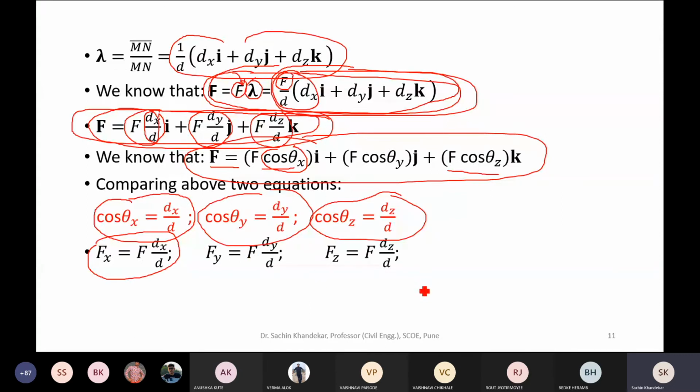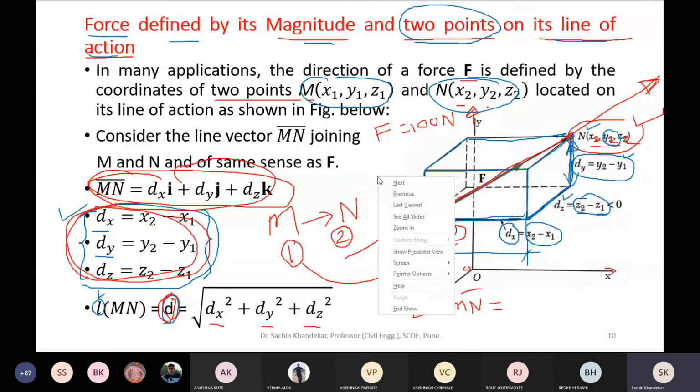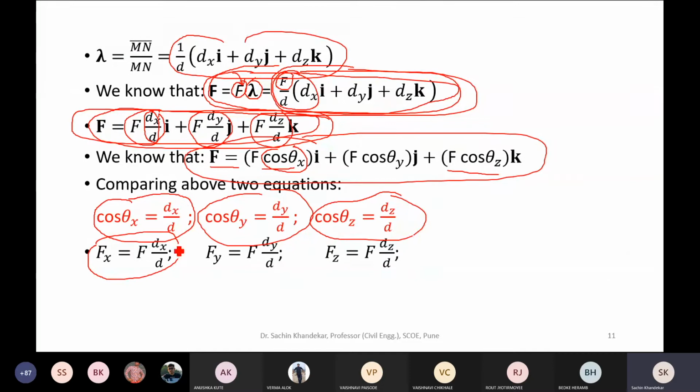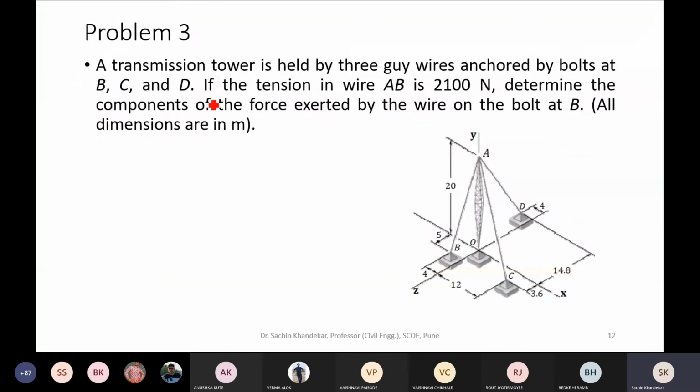So in short, if we know the magnitude and direction of the force, and if that force is defined by any two points on its line of action, then very quickly we can find its components along the x-axis, y-axis, and z-axis by using the knowledge we discussed just now. So by using that knowledge, let us solve the next problem, problem number 3. Go through the problem.